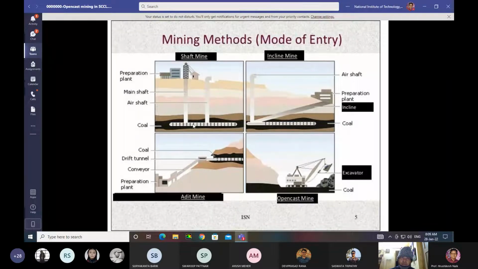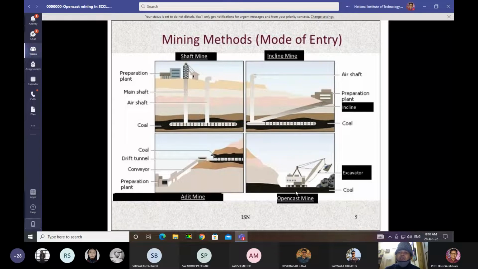So this is shaft mining, and this is incline mining. From the surface, you drive an incline and get into the mine and exploit the mineral. So these are all underground mining methods. And this is adit mining. The third one is adit mining.